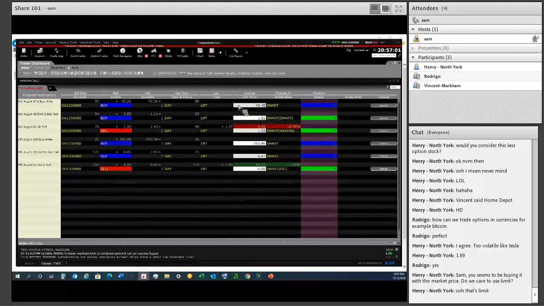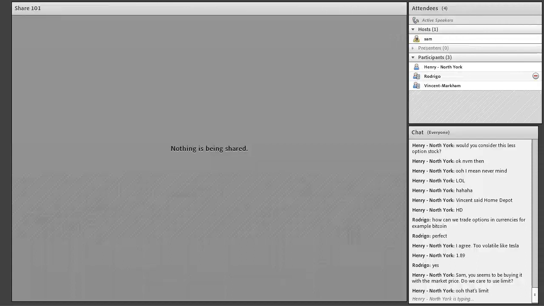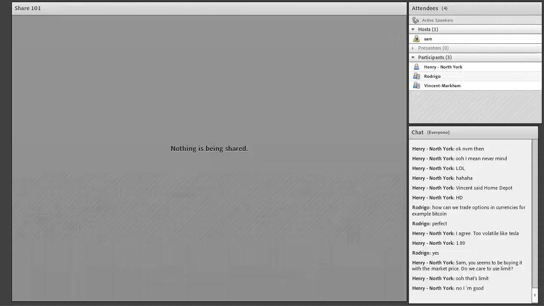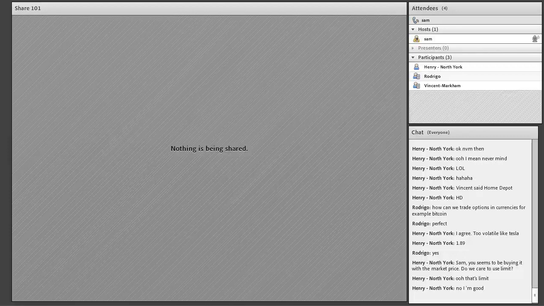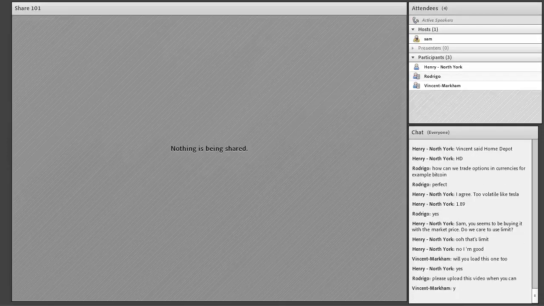Do we care to use limit? Yeah, we're using limit. We're going to use limit prices. Okay, so right now, let's see what happens. Let's see how these trade. Any questions before we wrap up? Good, good. I'm interested to see how these trades come out. We'll see what happens next week. If you're good, type in yes or Y.